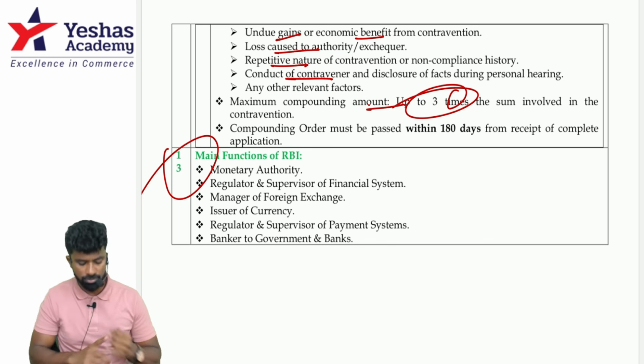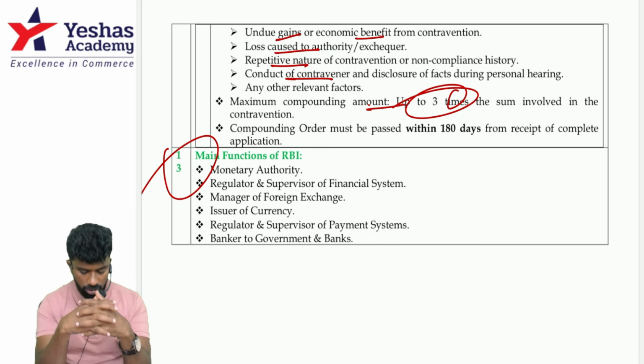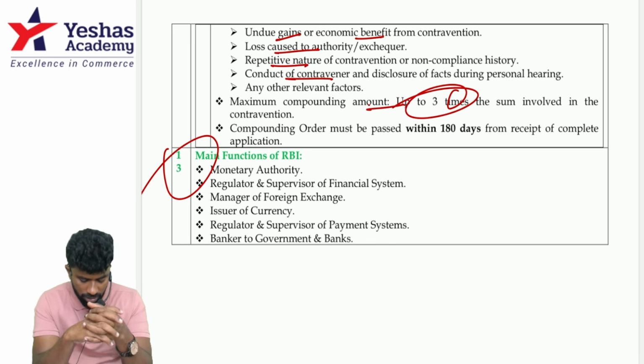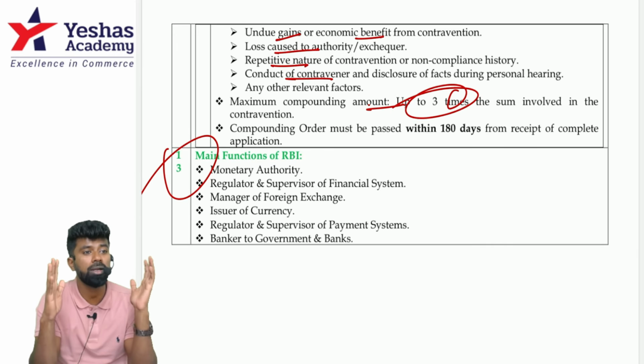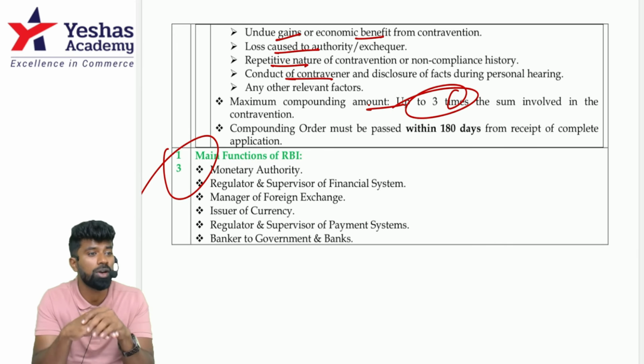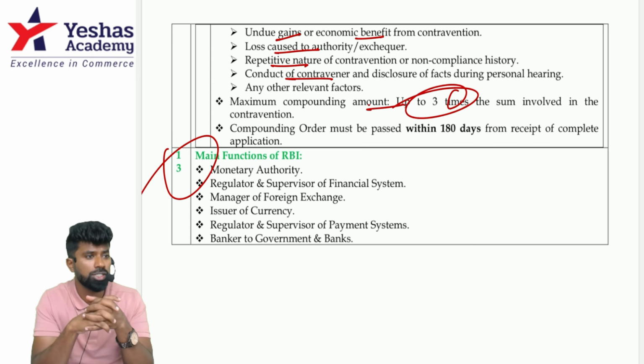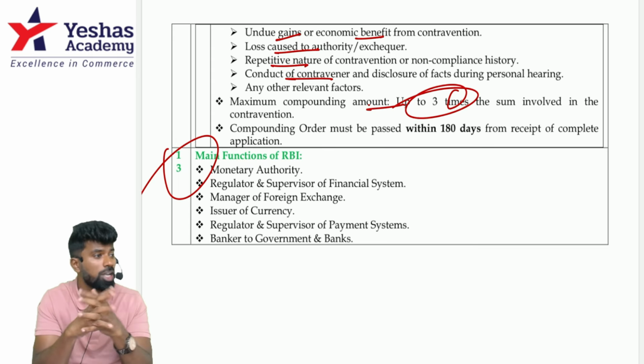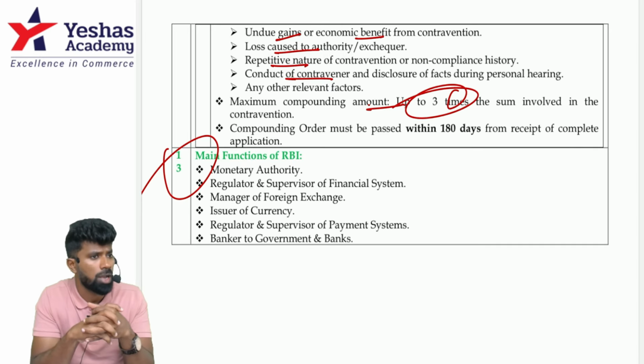What does RBI do? Monetary authority, regulator and supervisor of what? Financial system, manager of foreign exchange, issuer of currency, regulator and supervisor of payment system, and banker to the government and banks. And this is your FEMA, Foreign Exchange Management Act. Which act? Foreign Exchange Management Act.